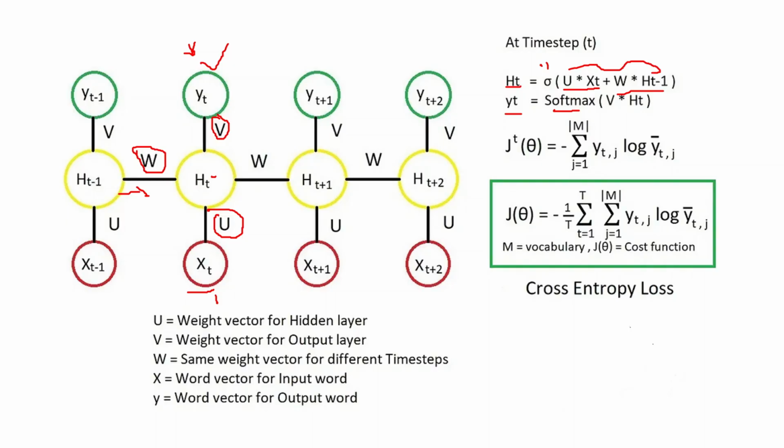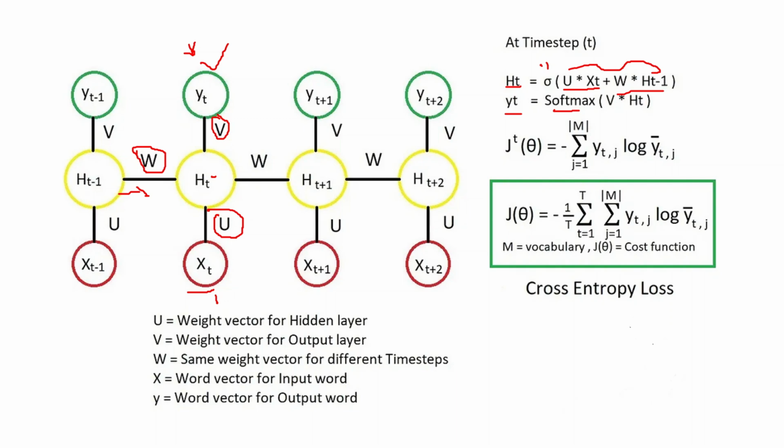Again, if the loss is high, I'll try to reduce it through a number of training iterations, and here the backpropagation happens through backpropagation through time. We call it BPTT. Let us see how this works.